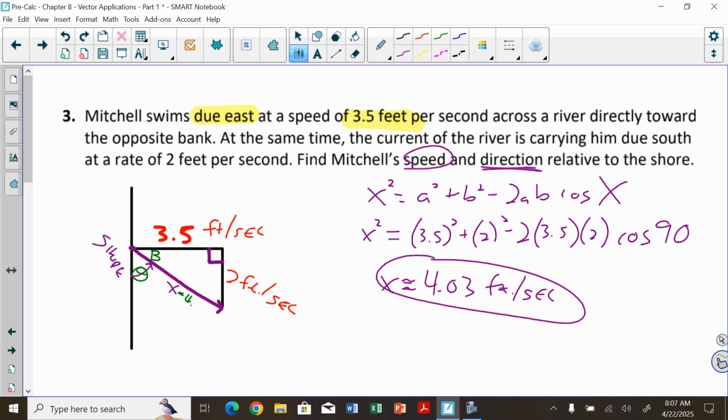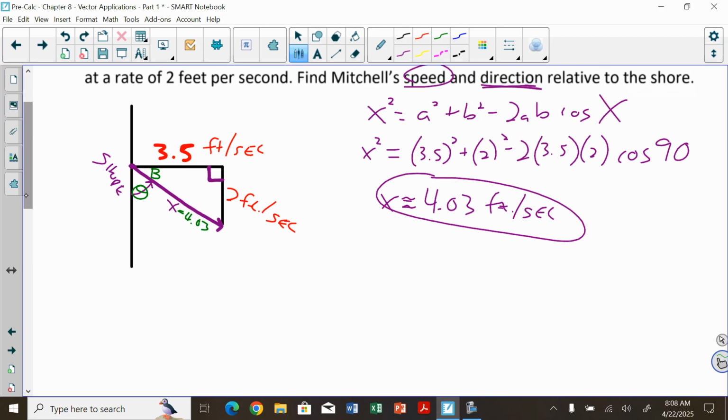We know this is 4.03, okay? So now I can go ahead and use law of sines here, and I can say sine of B, because I need to use this triangle, so I have to find this angle first. Then I can subtract to get theta over 2 equals the sine of 90 over 4.03. And then using law of sines, I can just kind of cross multiply and solve there again.